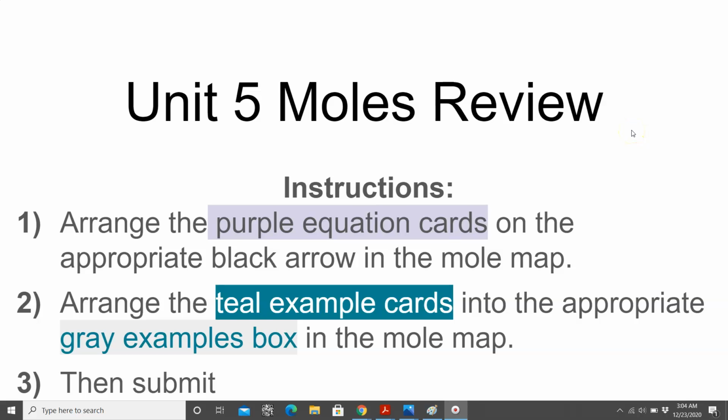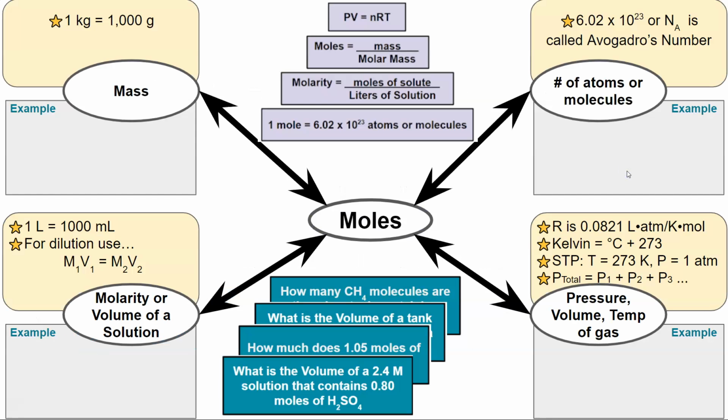This assignment is designed to give you an opportunity to review some of the basic and key information from the Unit 5 on moles, where you learned 4 different types of equations and how to apply them to solve for moles or different amounts of substances. So the instructions are as follows. On the next slide, you will see a mole map, and on that mole map, you need to arrange the purple equation cards along the appropriate black arrow and the teal example cards in the appropriate gray box. When you're done, you then will submit. So let's take a look at what it looks like here.